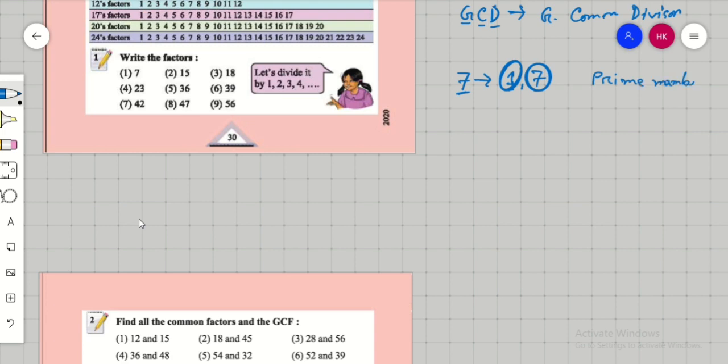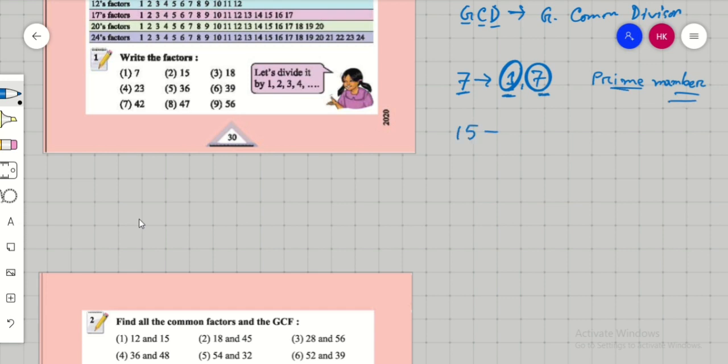What is a prime number? The number which can be divided only by itself and 1 is called a prime number. That means it has only two factors. If there are only 2 factors, that means 1 and the number itself, it is called a prime number.